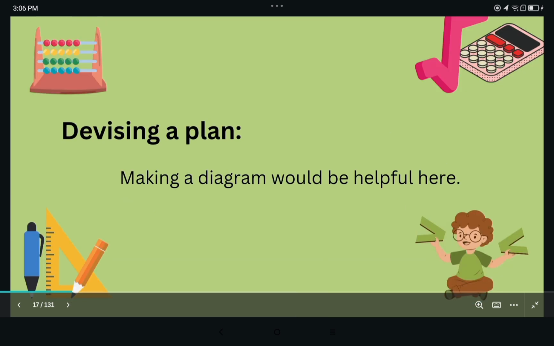Making a diagram would be helpful here. We may find that making a diagram of the movements might be helpful here. So let's jump into that strategy. So here we have the diagram. We've got a rung at the start, right in the middle.